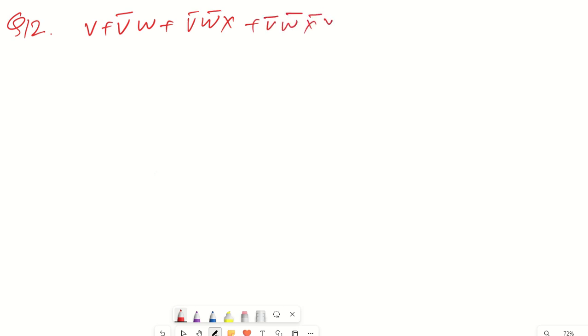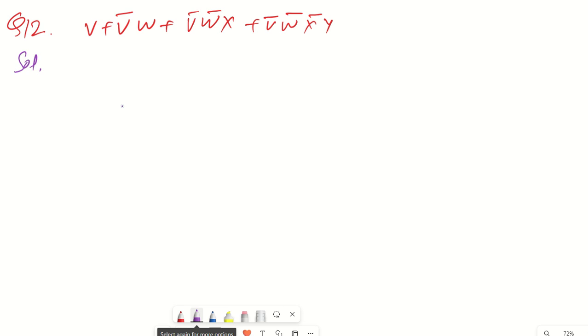Let us take another question. This was asked in GATE, and it is very important question. Okay, so the question was v plus v bar w plus v bar w bar x plus v bar w bar x bar y. Okay, and we have to find out the minimized value of this. Okay, so what is the minimized expression for this? Okay, so what we can do, let us solve this.